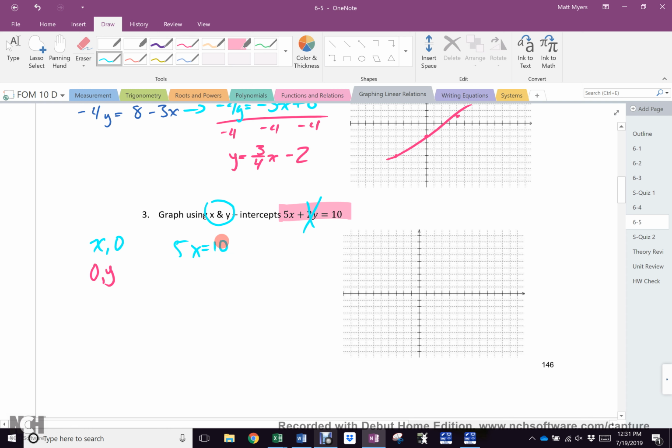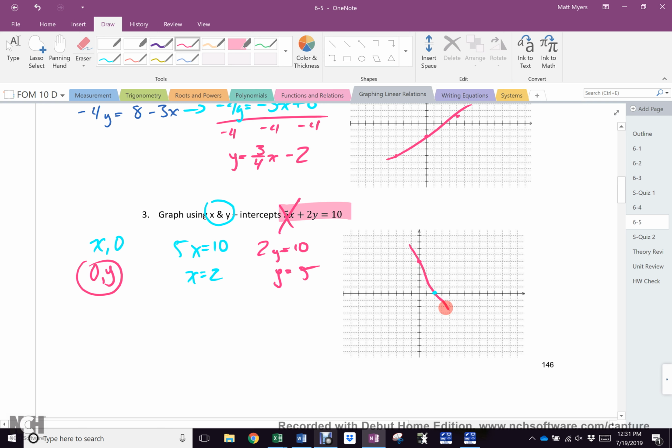What's x? So I put a dot at 2. If I'm seeking y, what happens to that x? And I get 2y equals 10. What does y equal? 5.